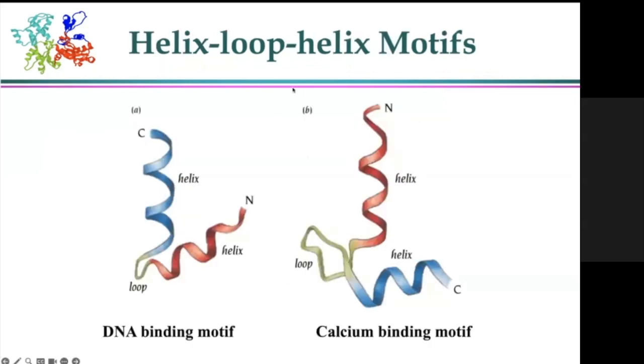One common supersecondary structure is the helix-loop-helix motif. Here, from N terminus to C terminus, you have a helix, and then a turn, and then another helix. This is actually a DNA binding motif. This one is actually a calcium binding motif. From the helix here, there is a turn, and then another helix. You could have multiple conformations between the helices. It could be a different angle, a different length of loop, etc.